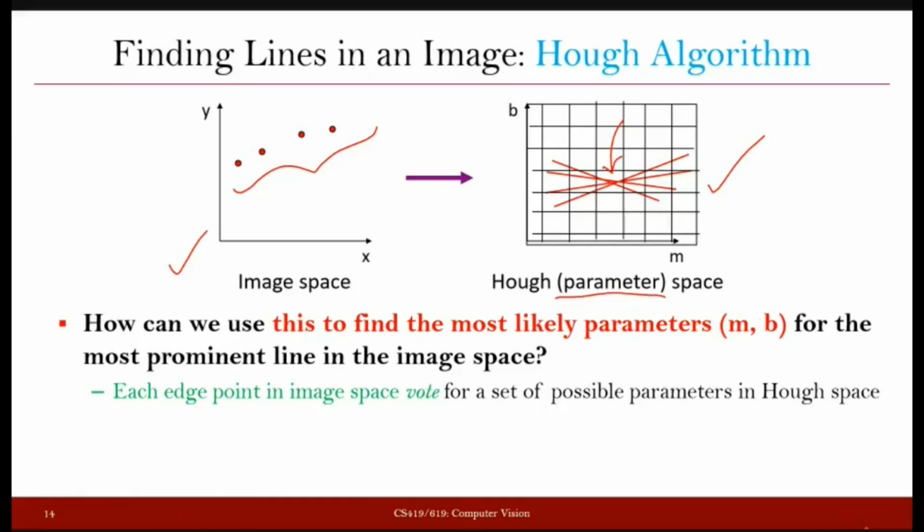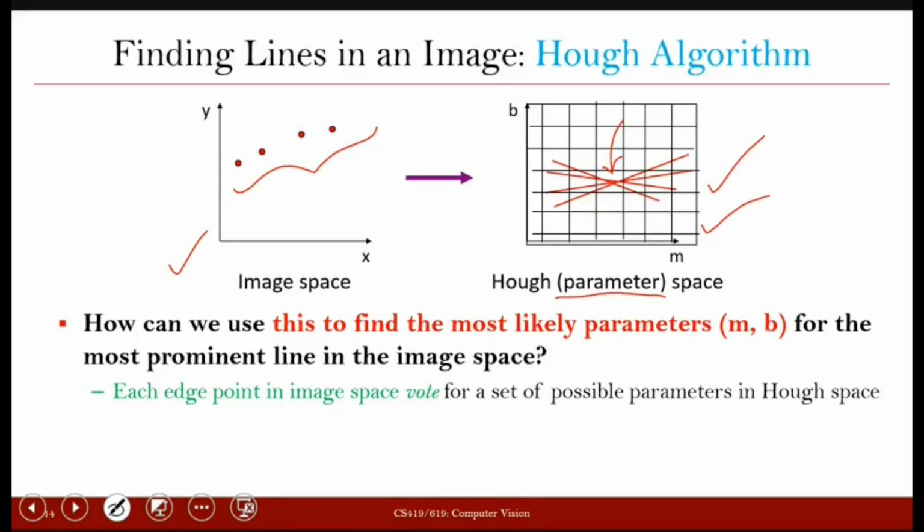So when multiple lines are passing through it, this basically says that this particular M and B is the M and B for which, if we get a line, that line will actually pass through multiple points. Okay, because here you have an intersection of multiple lines in this grid.